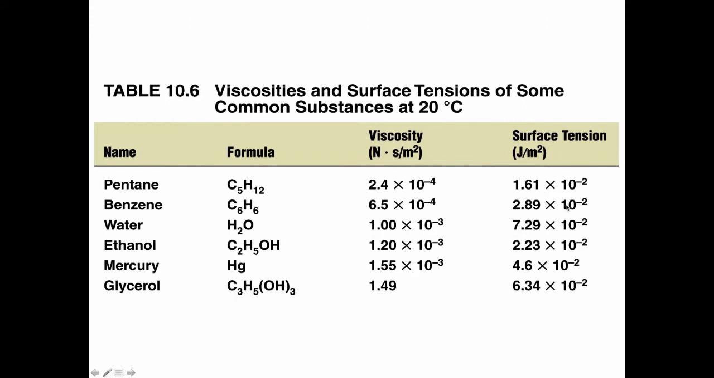And then these are a number of substances that have not too wildly varying surface tension, but notice water very high and glycerol very high, as well as ethanol to some extent, and mercury is in its own category. And these are largely due to hydrogen bonding attractions being particularly strong.